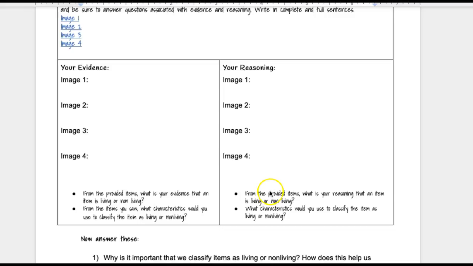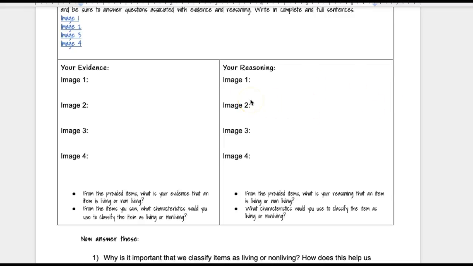For reasoning, what is your reasoning that an item is living or non-living? Remember, I'm probably going to take my information from my evidence and write it in a formal statement with explanation for my reasoning. Again, the same thing. What characteristics would you use to classify the items as living or non-living?